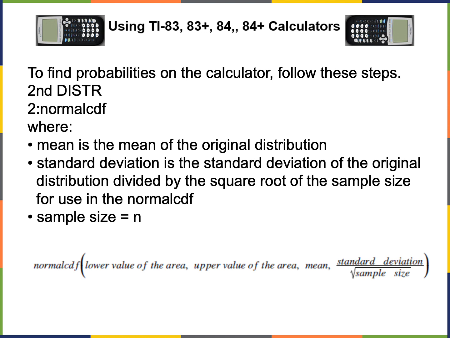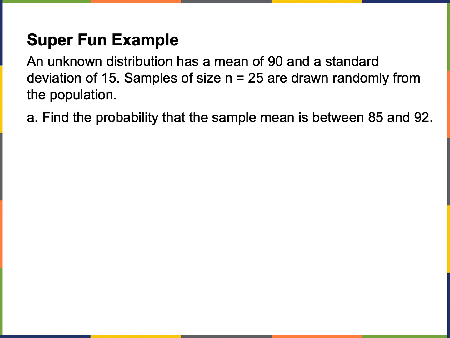So of course, where would we be without a super fun example? All right, so let's say here we want to do an unknown distribution that has a mean of 90. So this is the original mean, okay? And the original standard deviation, okay? And then samples of n equals 25 are drawn randomly. Find the probability that the sample mean is between 85 and 92.